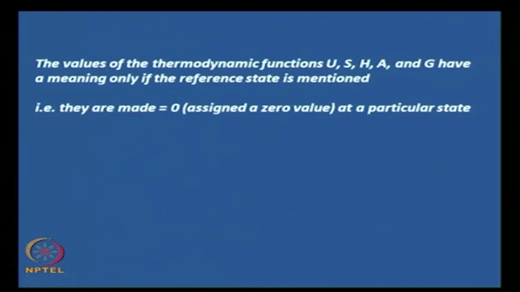I have given you a mnemonic here, U, S, H, A and G: internal energy, entropy, enthalpy, Helmholtz free energy and Gibbs free energy. They all have a meaning only if the reference state is mentioned. Remember, these are the variables that we are defining, and they all have a meaning only if a certain reference state is mentioned. What I mean by that is, you need to have a certain state at which these variables are assigned a 0 value.